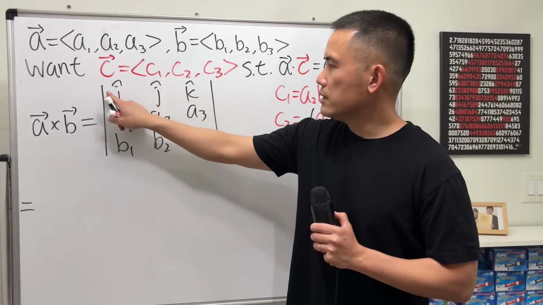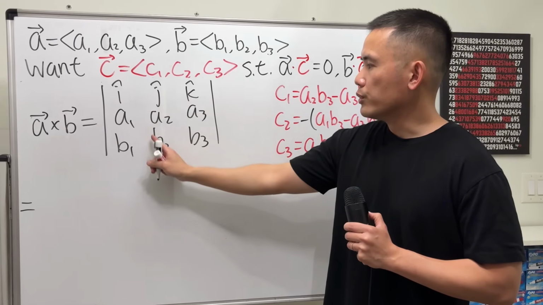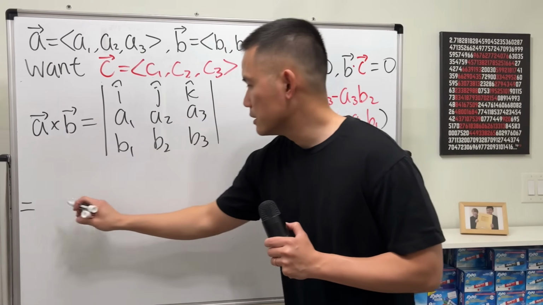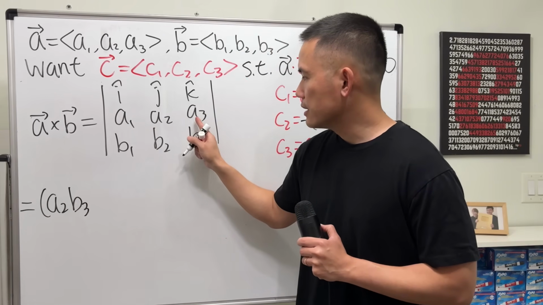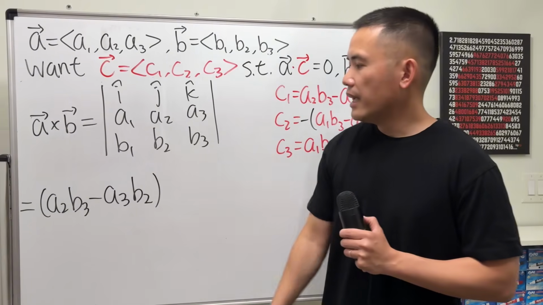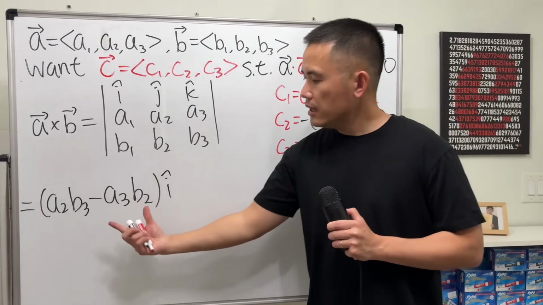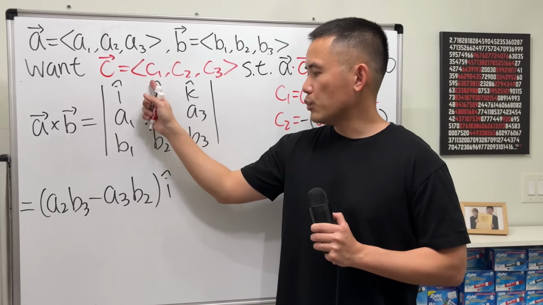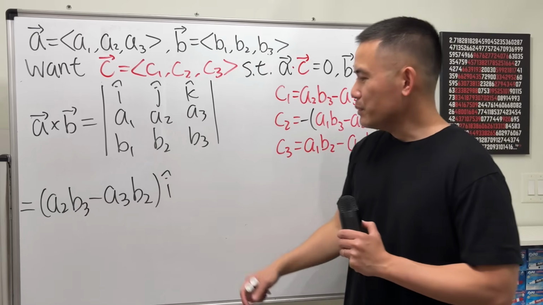So starting with this entry, you get rid of this column and you get rid of this row. You look at this 2 by 2 matrix and do the determinant. So you do this times this, A2 B3, and then you subtract this times that, A3 B2. And this is with the i unit vector. And this will give you the first component of C, which is our C1. And that's exactly what we have right here as well. Yay. And then we just continue.